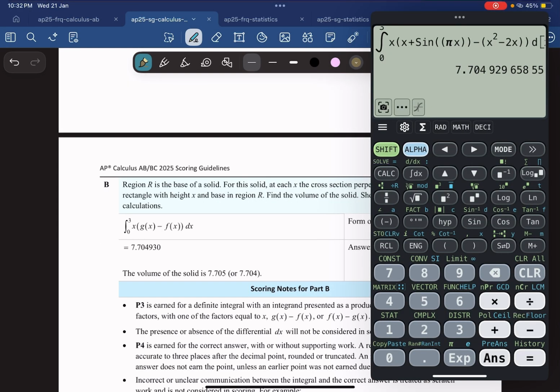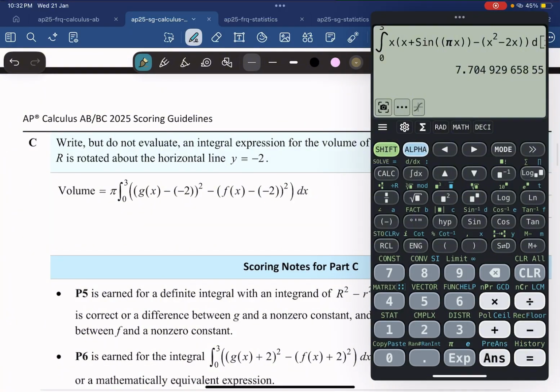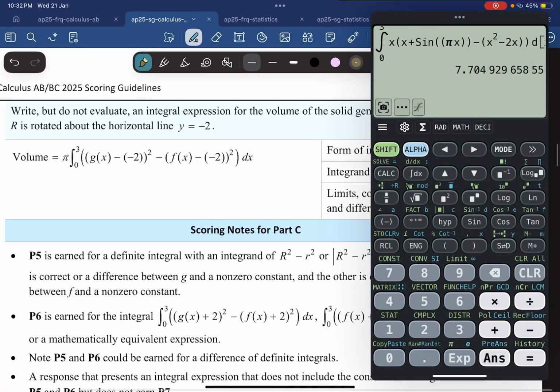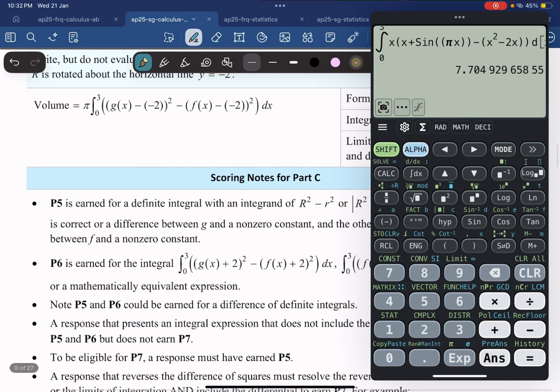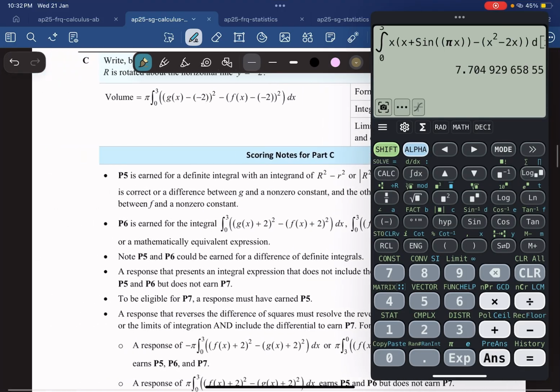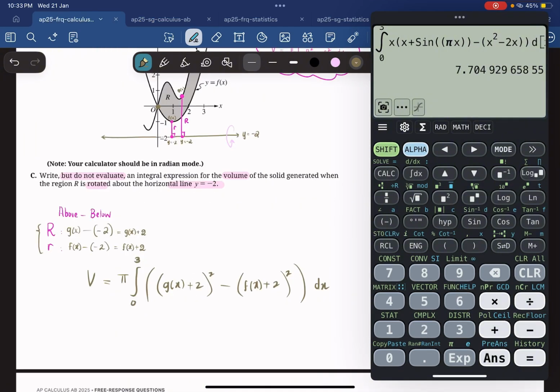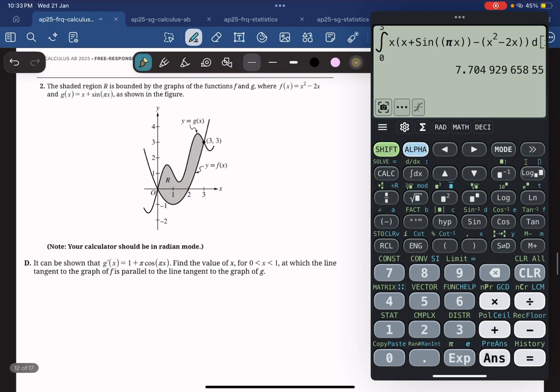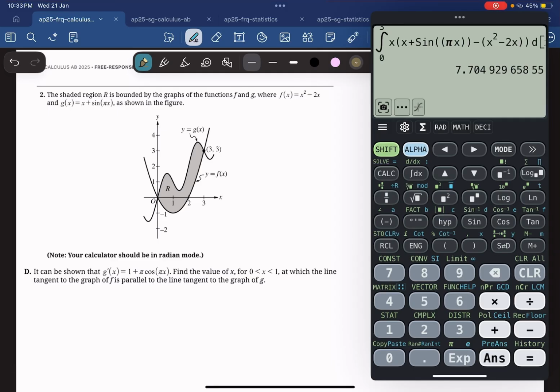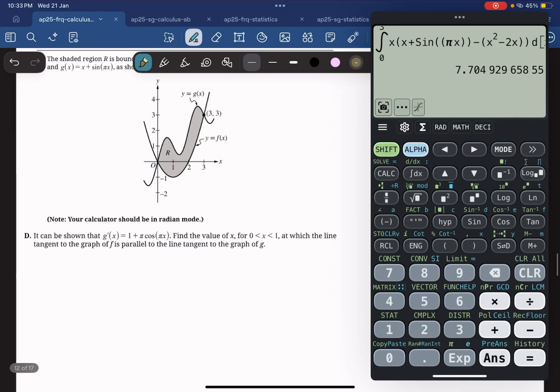Okay, so this is part C, pi integral from 0 to 3 of g of x plus 2 squared minus f of x plus 2 squared. So here they tell you that you're allowed to write plus 2 as we did. Okay, and that should be your final answer for part C. Okay, and then part D, finally, it can be shown that g prime of x equals 1 plus pi cosine pi x. So they gave us g prime of x equals 1 plus pi cosine pi x.